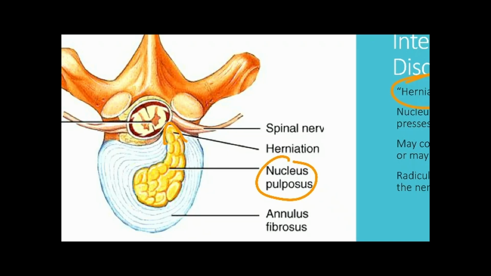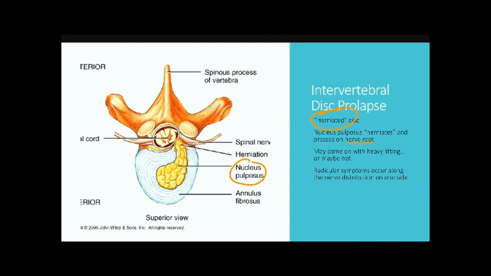Ventral is always motor, dorsal is always sensory. So sometimes with a herniated disc, they can have motor problems only, if it's very minor, only pushing on that motor nerve. But if it gets bigger, then it's going to be motor and sensory. And then you start getting the weakness and the numbness going down the leg. That's basically what a herniated disc is.